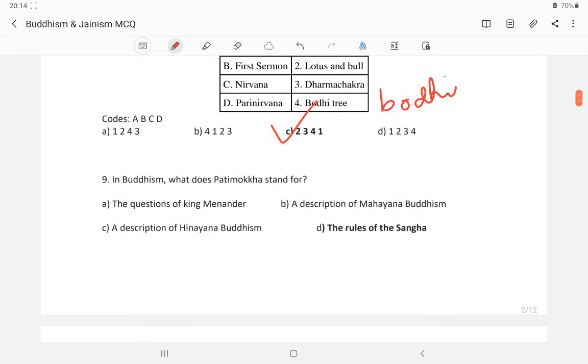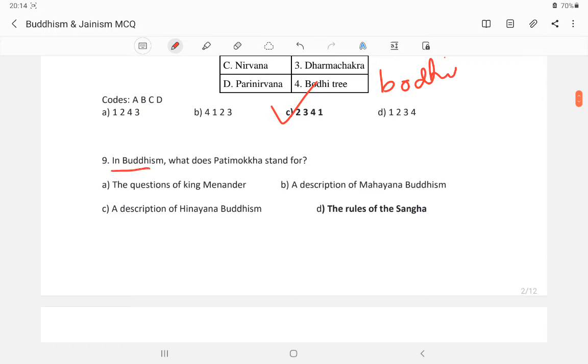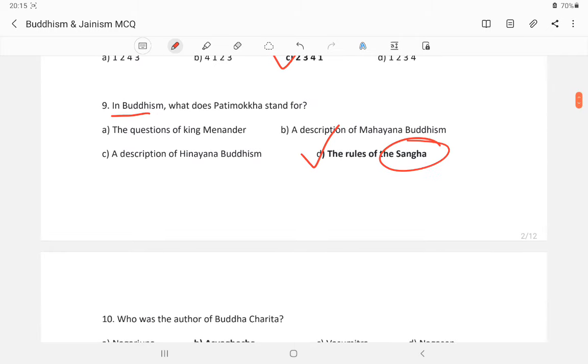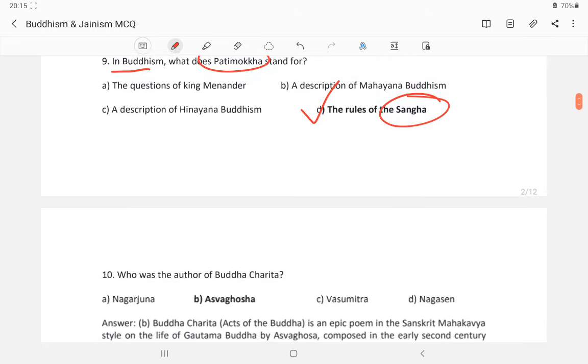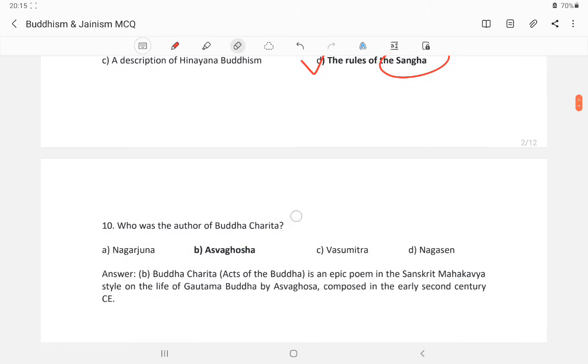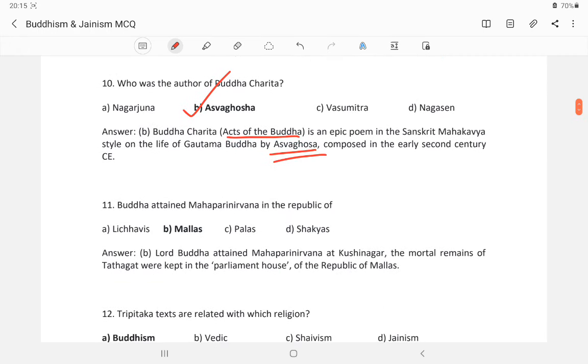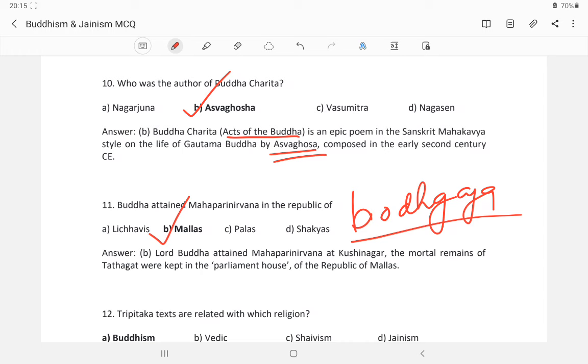In Buddhism, what does Patimokkha mean? Patimokkha means the rules of the Sangha, the rules of the monastery. Buddha Charita, The Adventures of Buddha, by Ashvaghosha, means the acts of Buddha. Buddha attained enlightenment under the Bodhi tree at Bodh Gaya. Mahaparinirvana means the final passing.